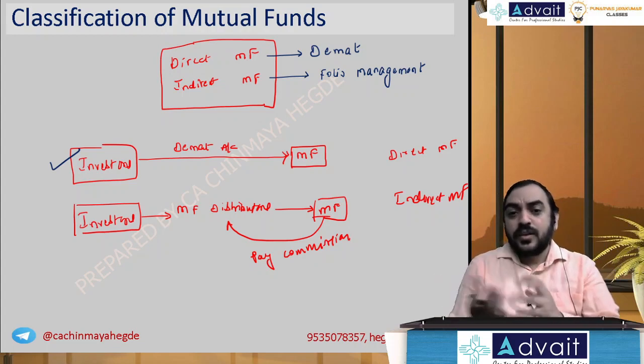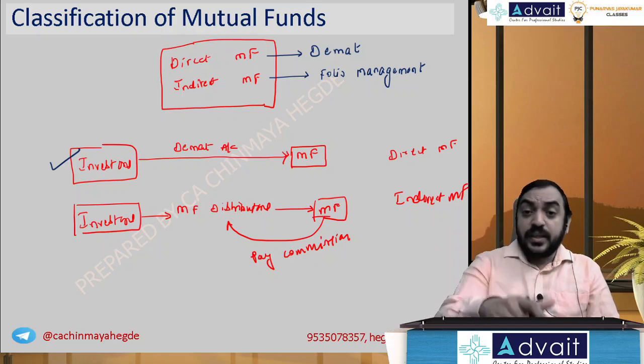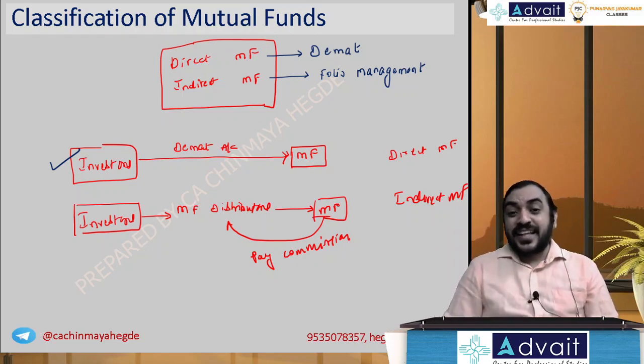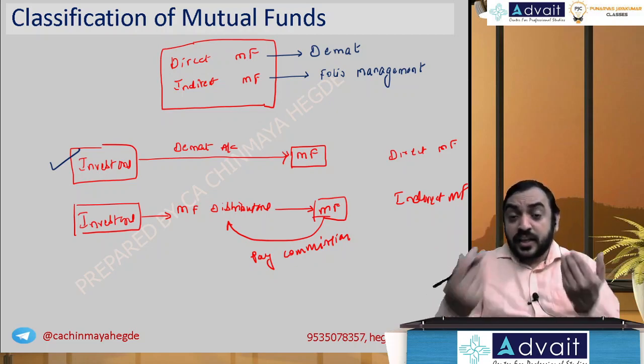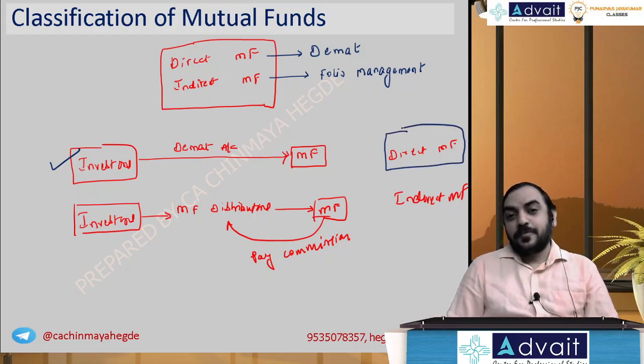just a form. Then why does indirect still exist? Just because people are not aware of it. Over a period of time, indirect mutual funds will definitely be minimized to a great extent as and when people become aware that something called a direct mutual fund exists.